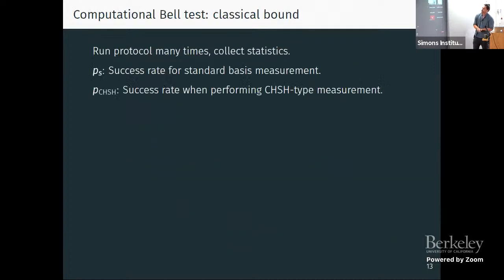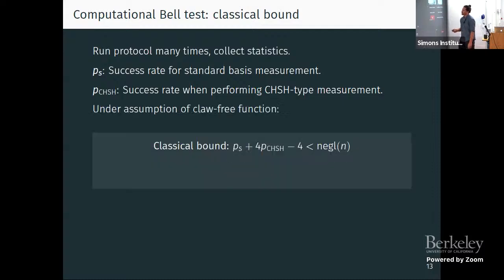secret. And so just like in a Bell test, or in any interactive proof, you can come up with a classical bound for success. So, if we collect statistics after running the protocol sequentially many times, we can compute 2 values. It turns out for the analysis, it's easier to keep them separate: the success when you're just getting a pre-image in the standard basis versus when you're playing this CHSH game. And this is the bound under the assumption that the function's claw-free.